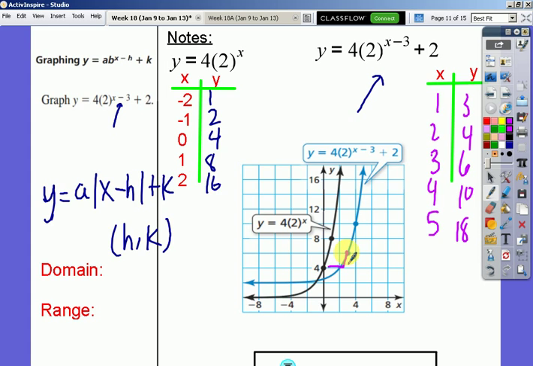How does our domain change? No, our domain is still all real numbers. Does our range change? Yes. What is our range? Y is greater than, they're going by 2's. So y is greater than 2.